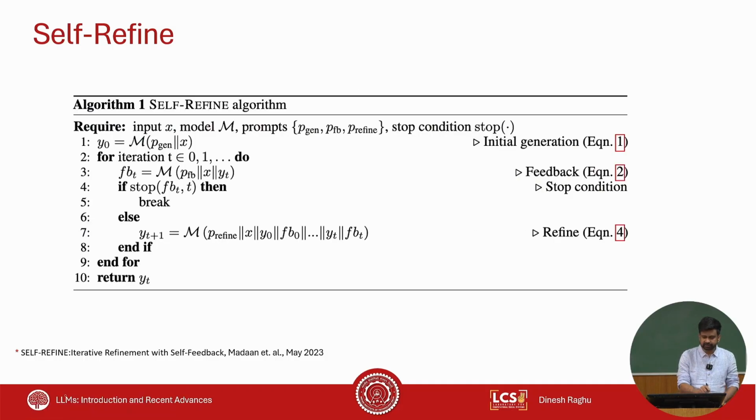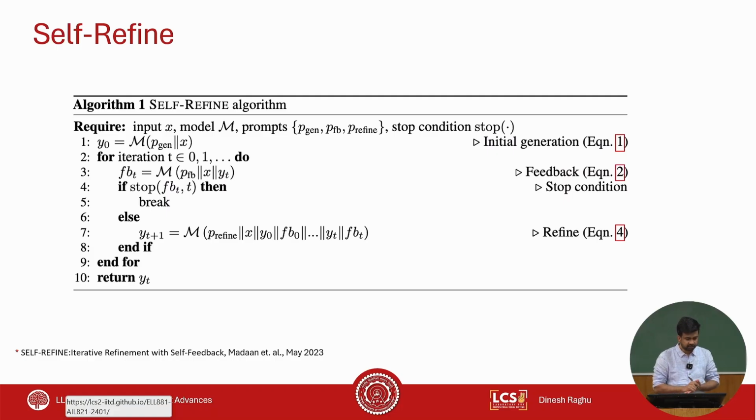So this is the algorithm. To start with, you will need three different prompts. One prompt is to generate the output at time step 0, where you get the input. You need a task specification prompt that generates the output. Second, you need a prompt for giving feedback, and third, you need a prompt that will take whatever trajectories have been generated so far, incorporate the feedback, and then give you a refined answer.